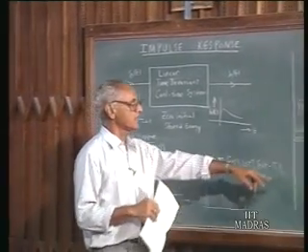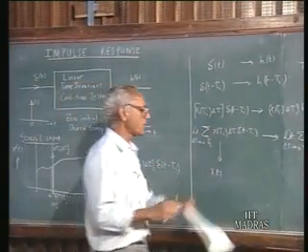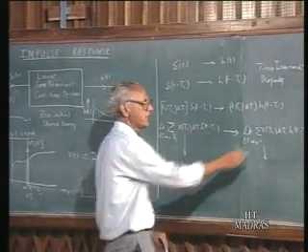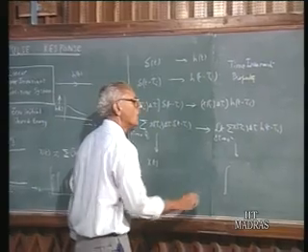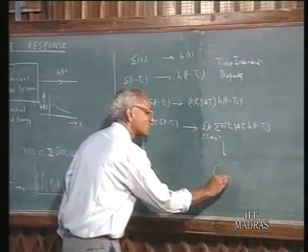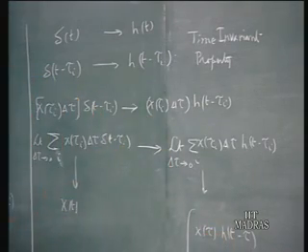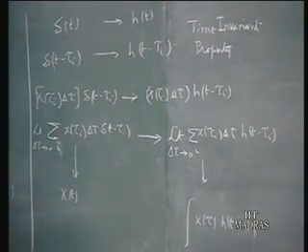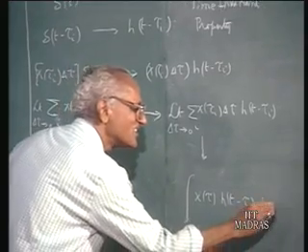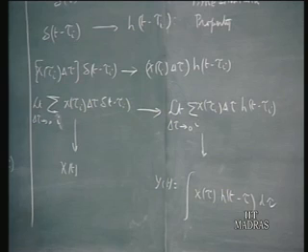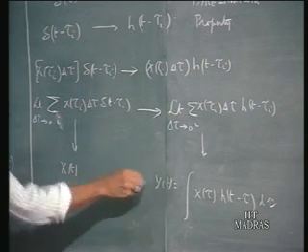So x of t is regarded as a series of impulses, and correspondingly this will now be an integration of x tau h of t minus tau. Tau is not discrete points, it exists continuously, delta t becomes d tau, and that is your y of t. So y of t is obtained as the integral of x tau h of t minus tau d tau. That is how we can obtain, in the limit, the output y of t corresponding to this x of t.